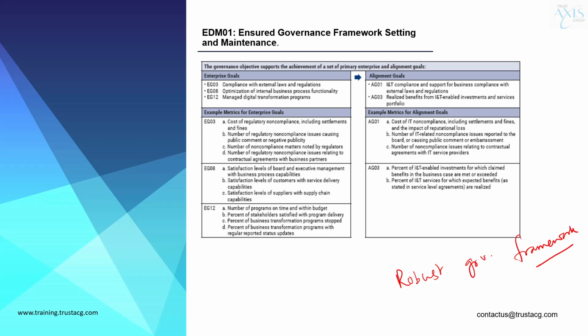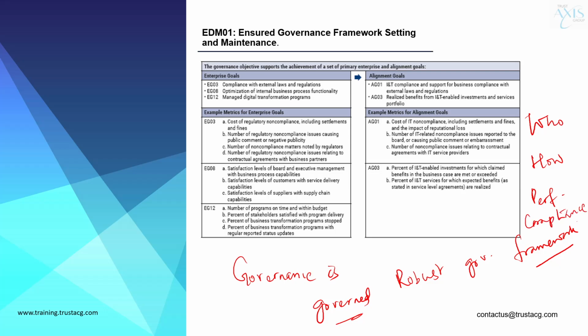In simpler terms, EDM01 ensures that governance itself is governed, by defining who should be making the decisions, how the decisions are to be made, and how the performance and compliance are measured over a period of time. These are the things we will be focusing on under this particular governance objective.